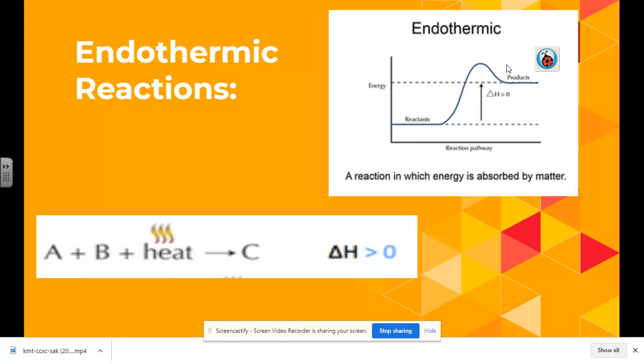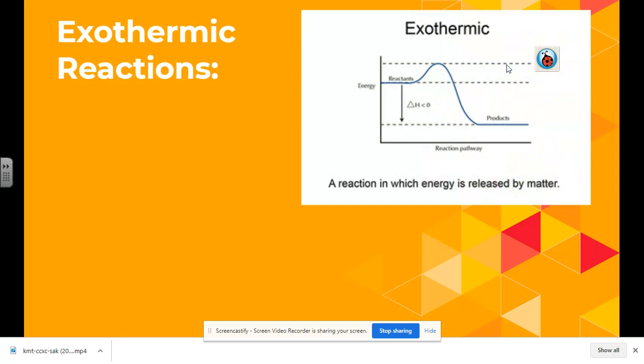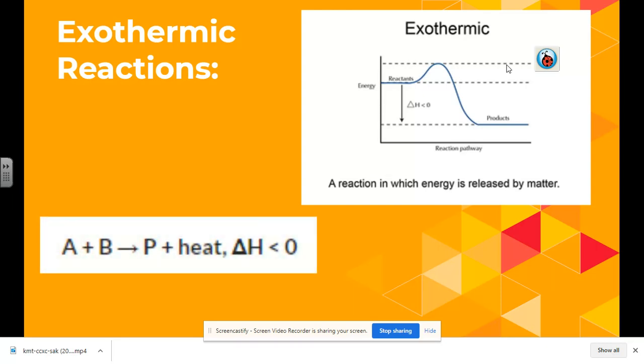Endothermic. On exothermic reactions, it's just the opposite. Everything's opposite. Products end up with lower energy than the reactants started with. They have a release of energy. The enthalpy, the delta H there, is going to be less than zero. So in other words, delta H is going to be a negative number. And this is a reaction in which energy is released by matter.